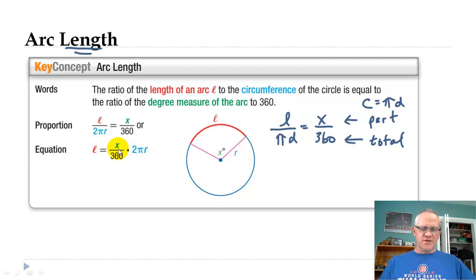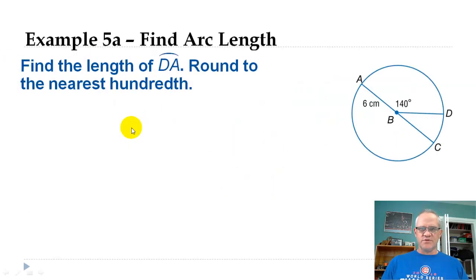What they've done here is, to get length by itself, they just multiplied by 2 pi r to get this equation. If you want to remember this equation, that's fine. Like I said, to me it just makes sense to go part divided by the total, and then solve it from there. So let's see what we can do with an example or two here really quickly.